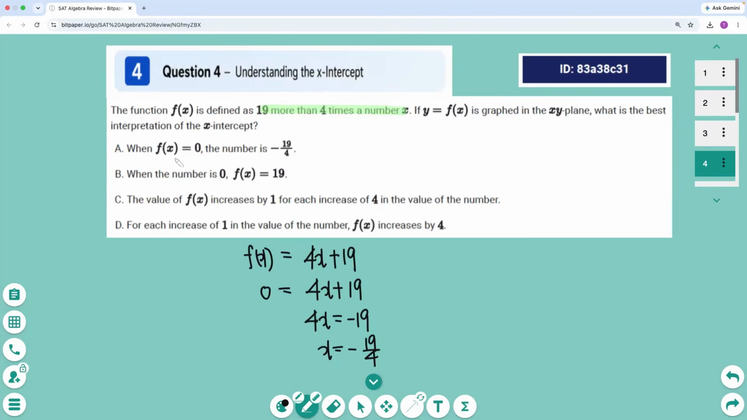Choice A, correct. When f(x) equals 0, the number is negative 19 over 4. Choice B, this is a y-intercept since x equals 0, f(x) equals 19. Choice C, this describes a slope of 1 over 4, which is incorrect. Choice D, this describes a slope of 4, not the x-intercept. Therefore, choice A is the best interpretation.